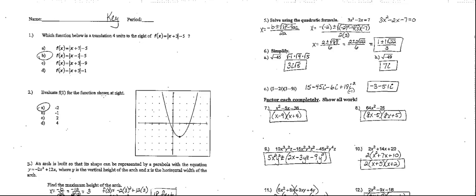Here we have function notation off the graph again. Again, this is saying when x is 1, what's y? So go to where x is 1, and what's the y coordinate there? The y coordinate is negative 2.